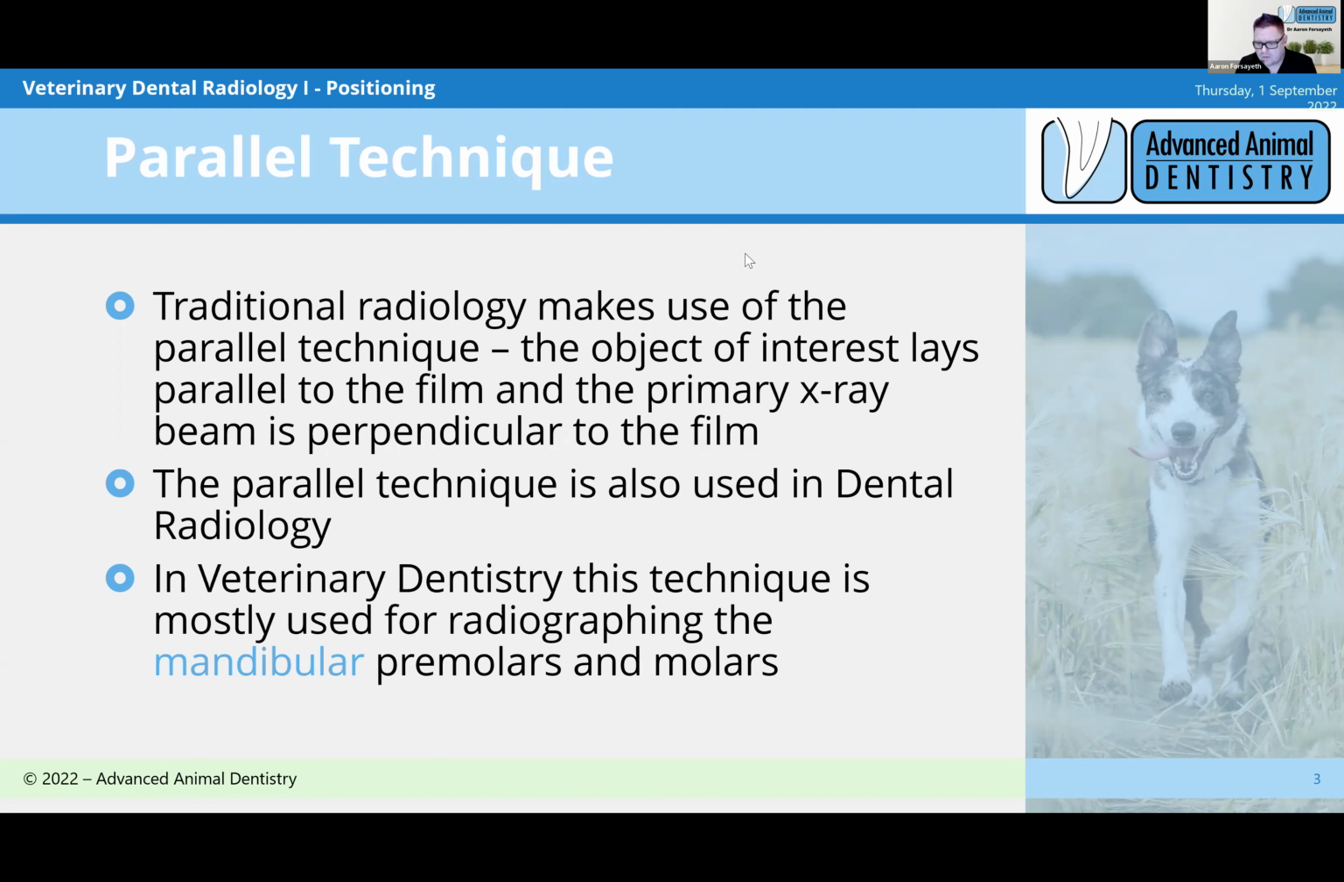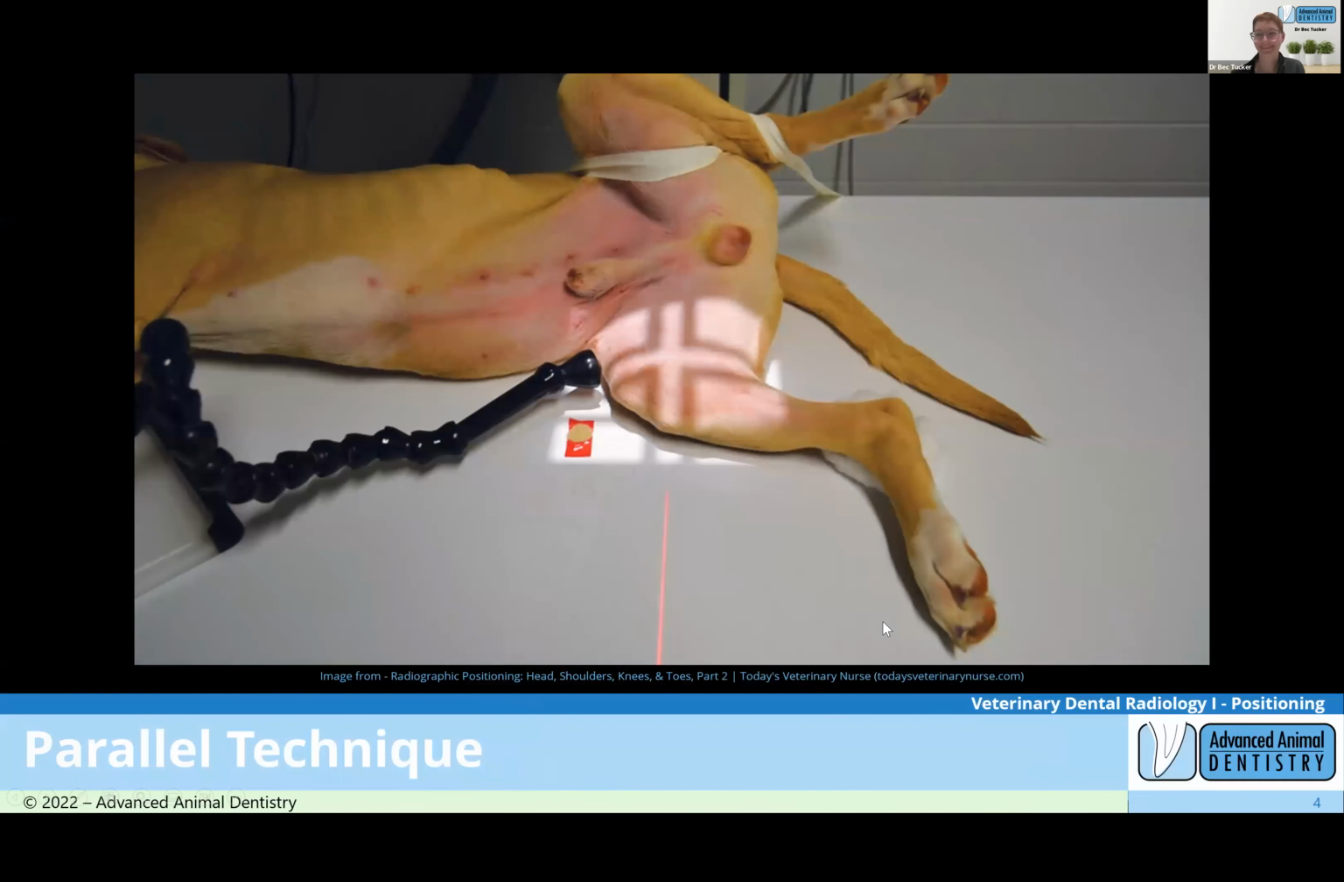If we look at the next slide, this is just what we do every day. We have an image of a dog having its stifle radiographed. The object being radiographed is laying on the table, that table is parallel with the DR plate underneath, and the humerus and the tibia and fibula are parallel to all of that. So this stifle is having a radiograph done with a parallel technique.